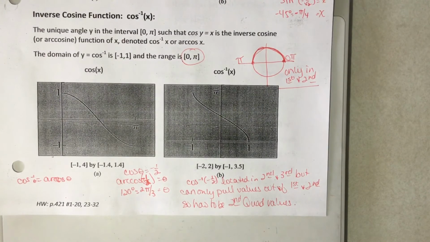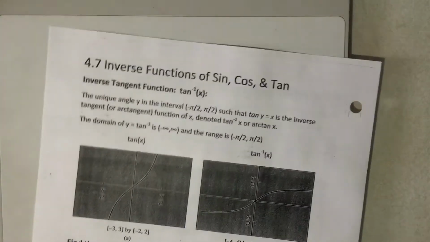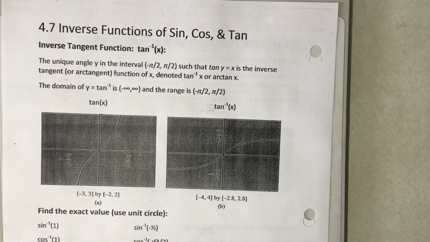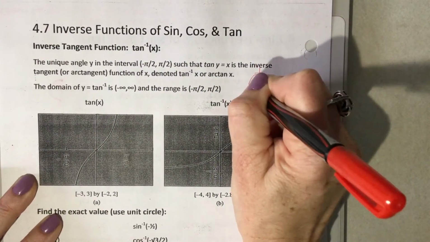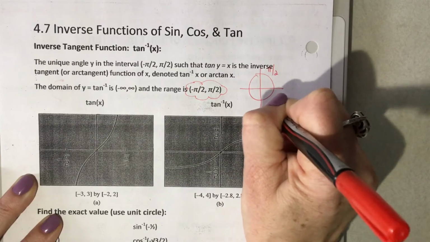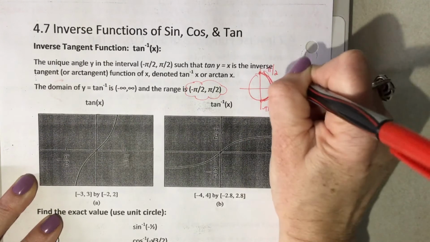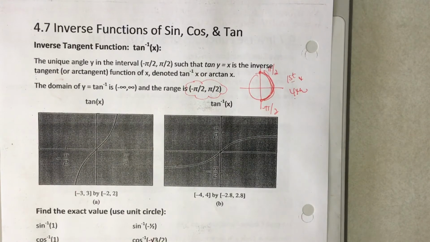Okay, questions on that so far? Okay, now seriously, the hardest part's been done. The rest of this, in fact, we're going to finish most of these notes today. Tangent is almost identical to sine in the fact that we're again looking at pi over 2 and negative pi over 2. So tangent also is in the first and fourth. Tangent is also in the first and fourth.